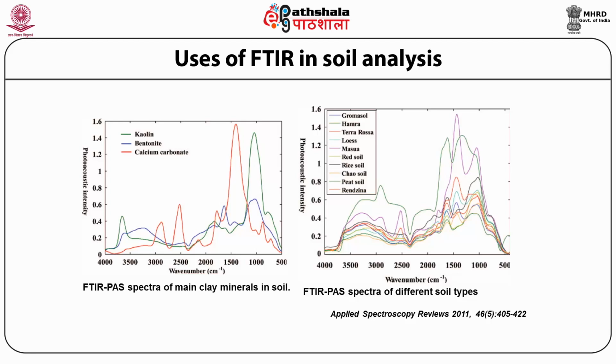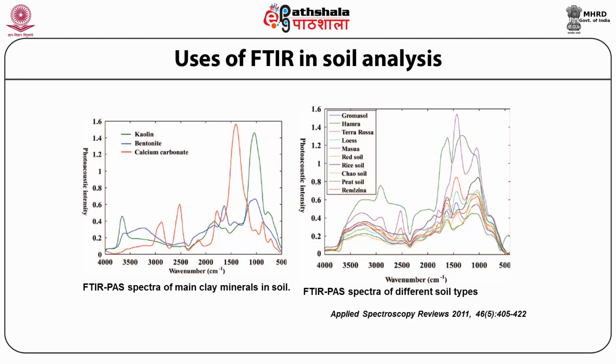You can see here three soils, like calcium carbonate, bentonite and kaolin. The IR spectra of these three types of soil are quite different. The kaolin has a strong peak at the 1000 wave number, but bentonite has a very low peak at the 1000 wave number. But the calcium carbonate soil has an intense peak at the 1500 wave number. So FTIR is used to estimate the different quality of the soil.